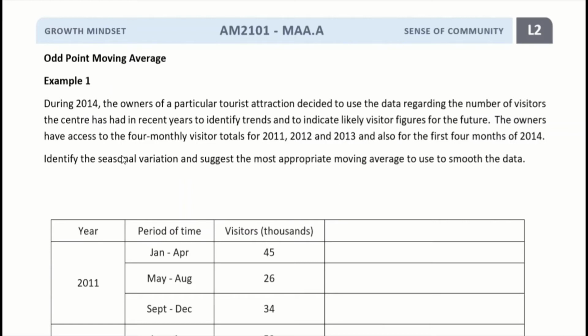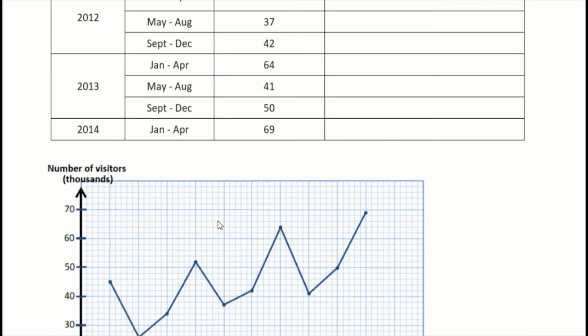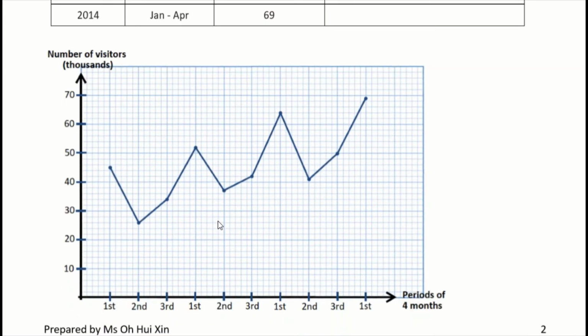Alright, so the owner has access to monthly visitor totals for 2011, 12, and 13, and also the first 4 months of 2014. Identify the seasonal variation and suggest the most appropriate moving average to use to smooth the data. By looking at this set of data, this is the graph that we drew in a past lesson, so you don't really need to redraw it. I have put it inside your handout.